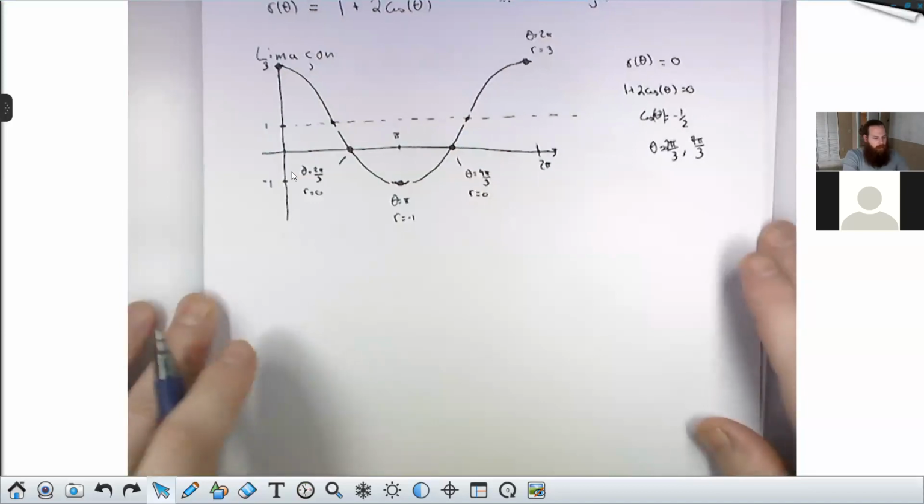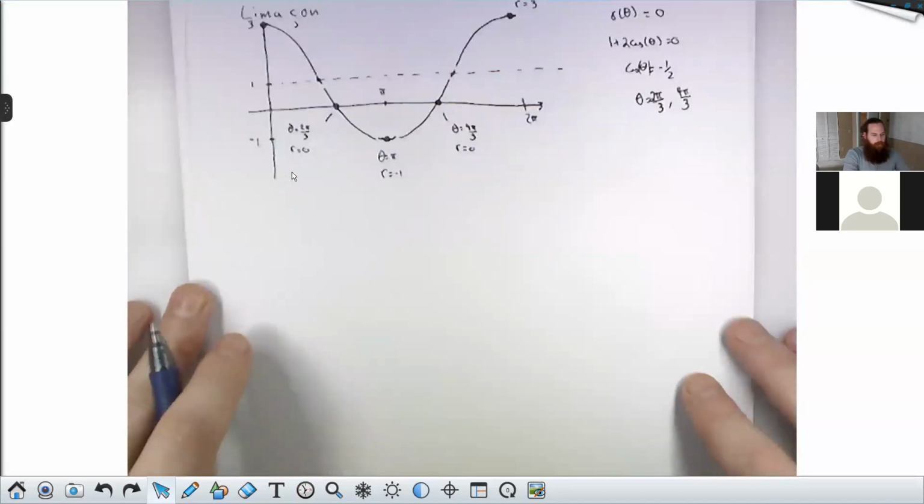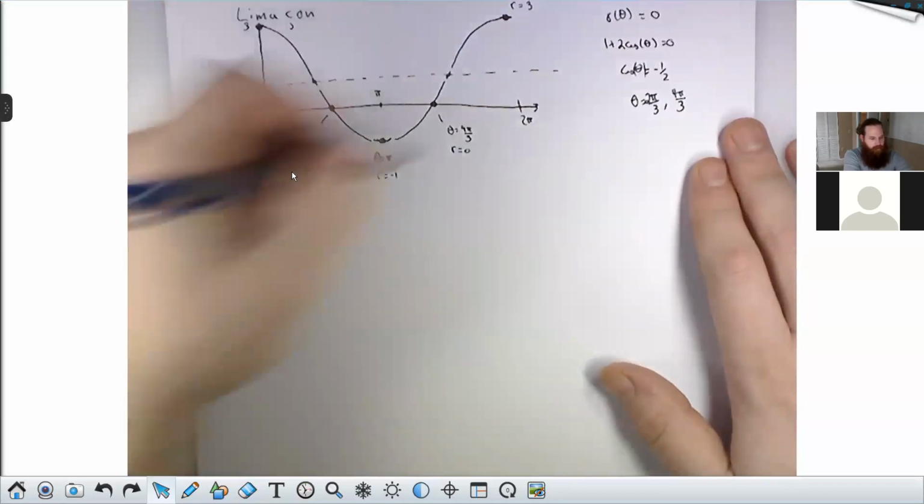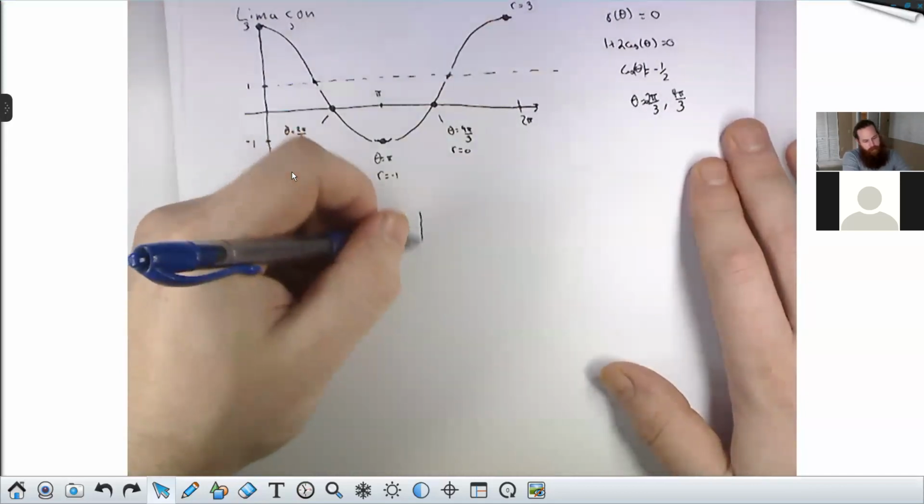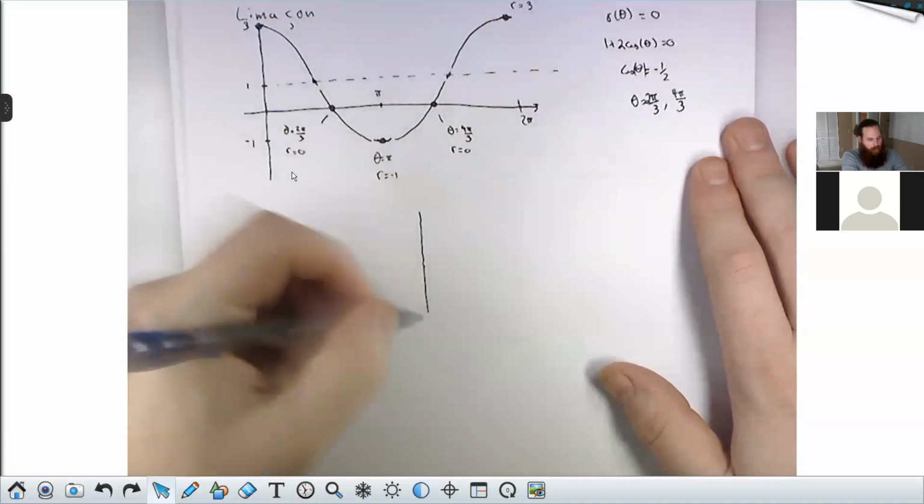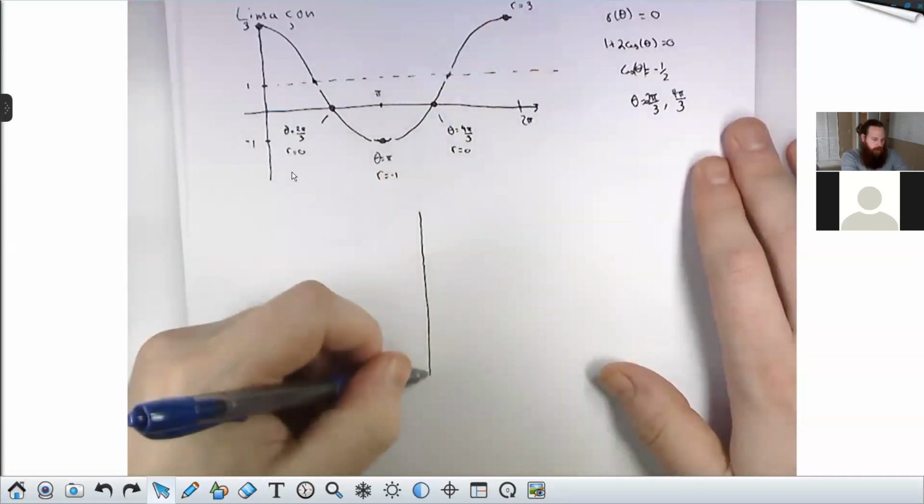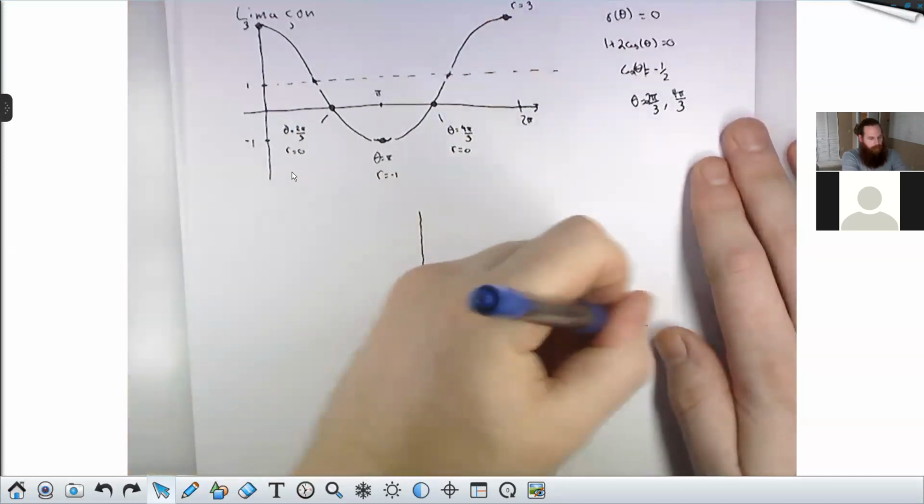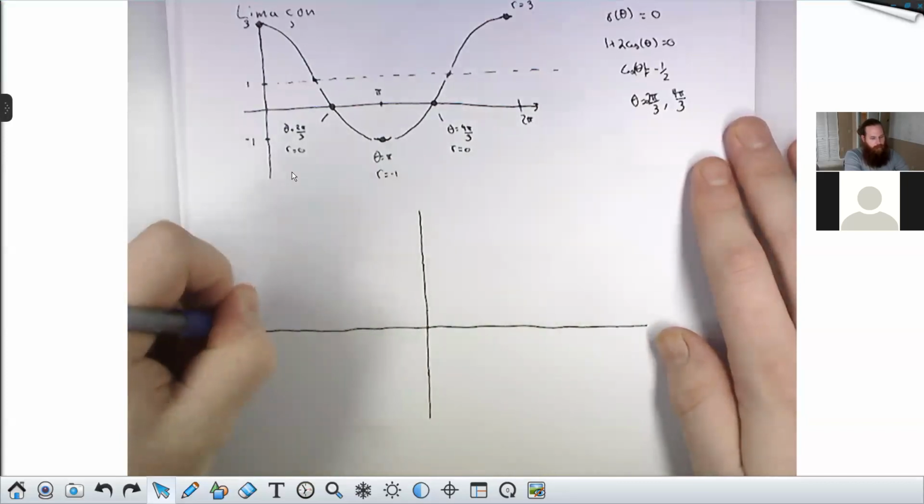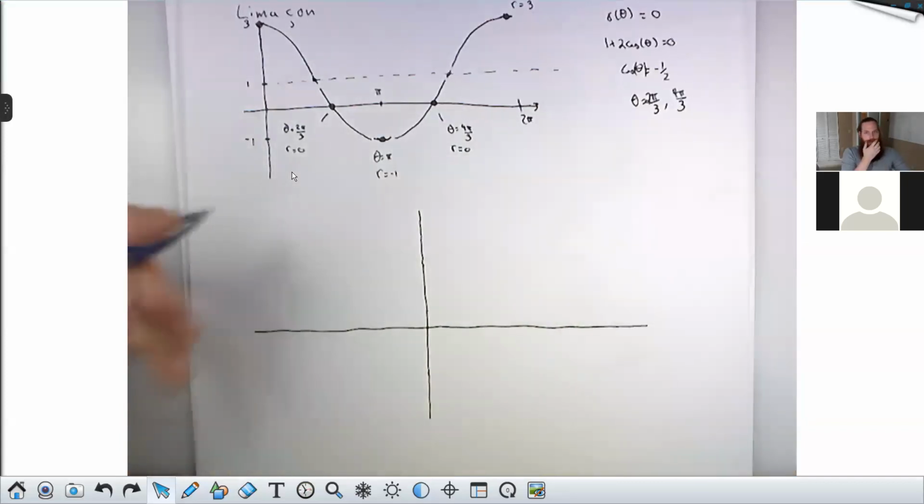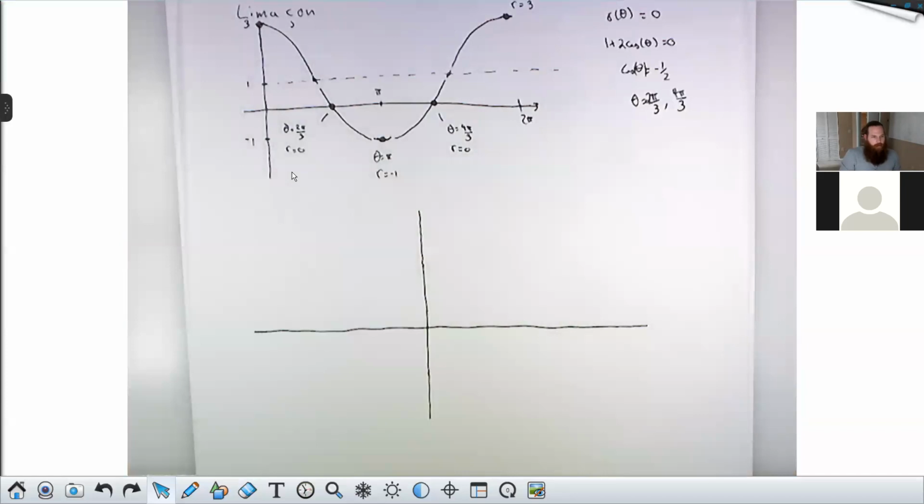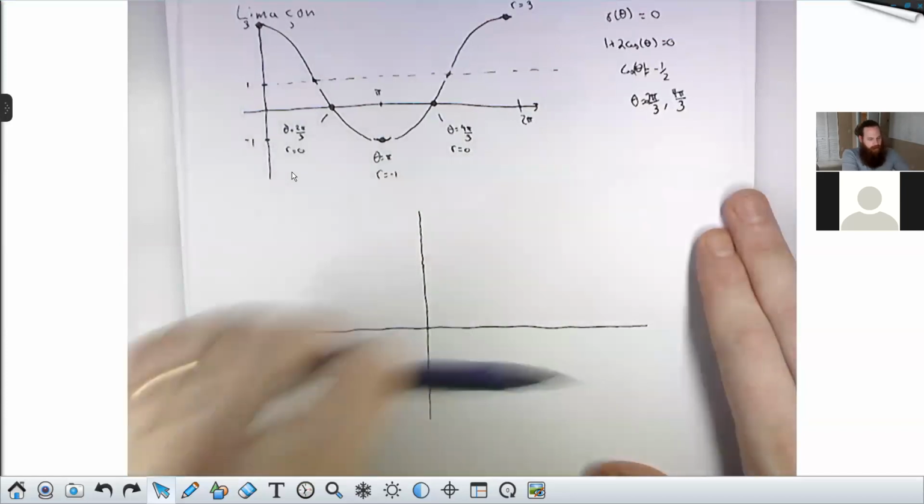And now I'm ready to transfer it into the polar coordinate system. So this is not a limaçon, right? This is just a cosine wave. But the result, when we transfer it over here into the polar system, is what's called a limaçon.